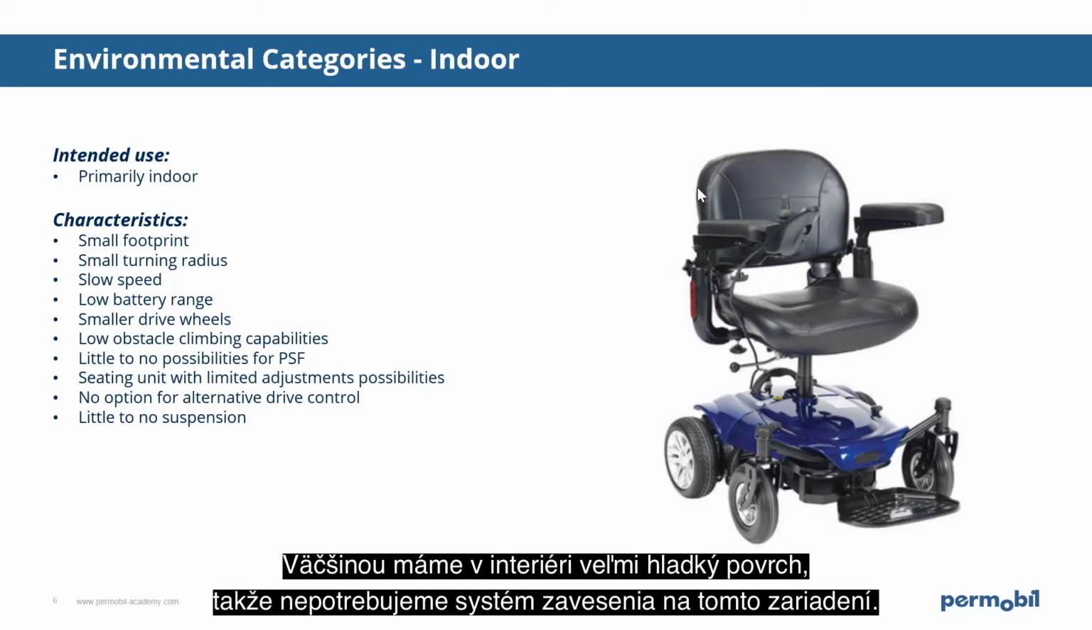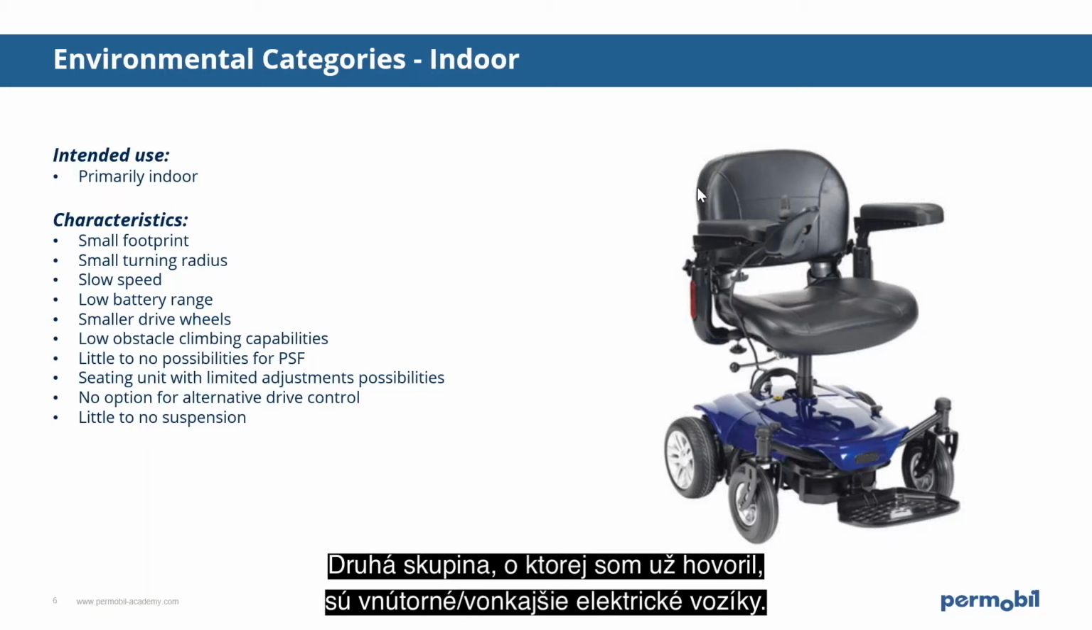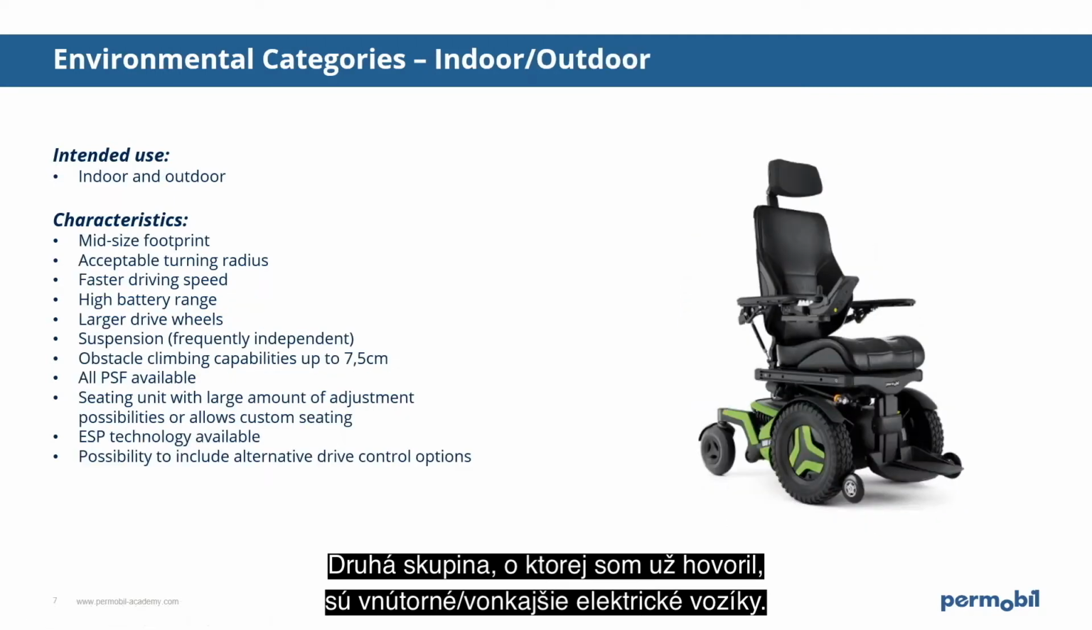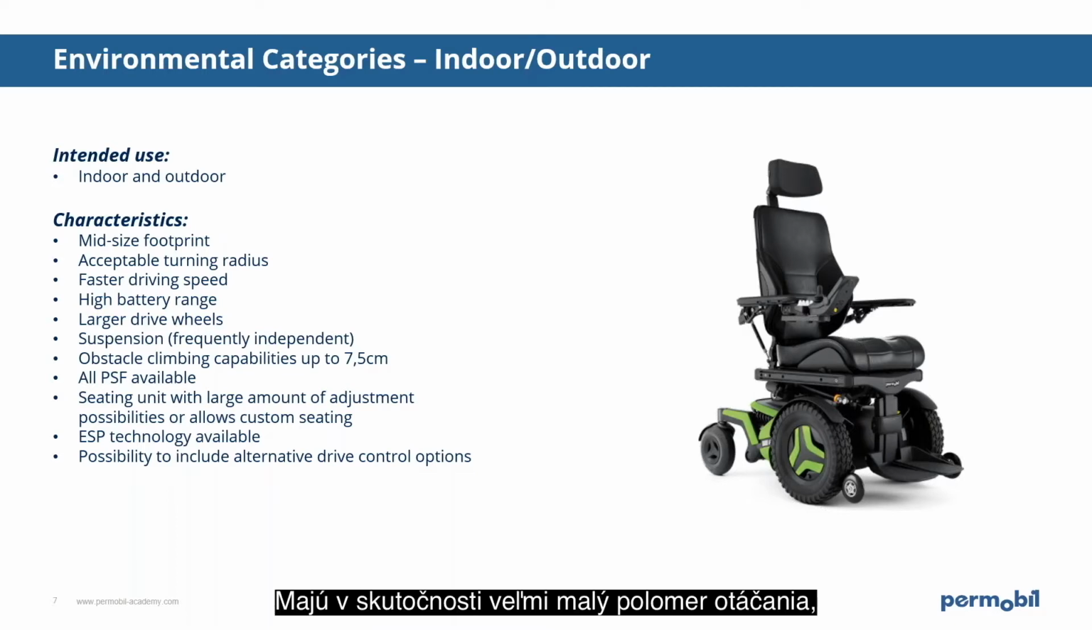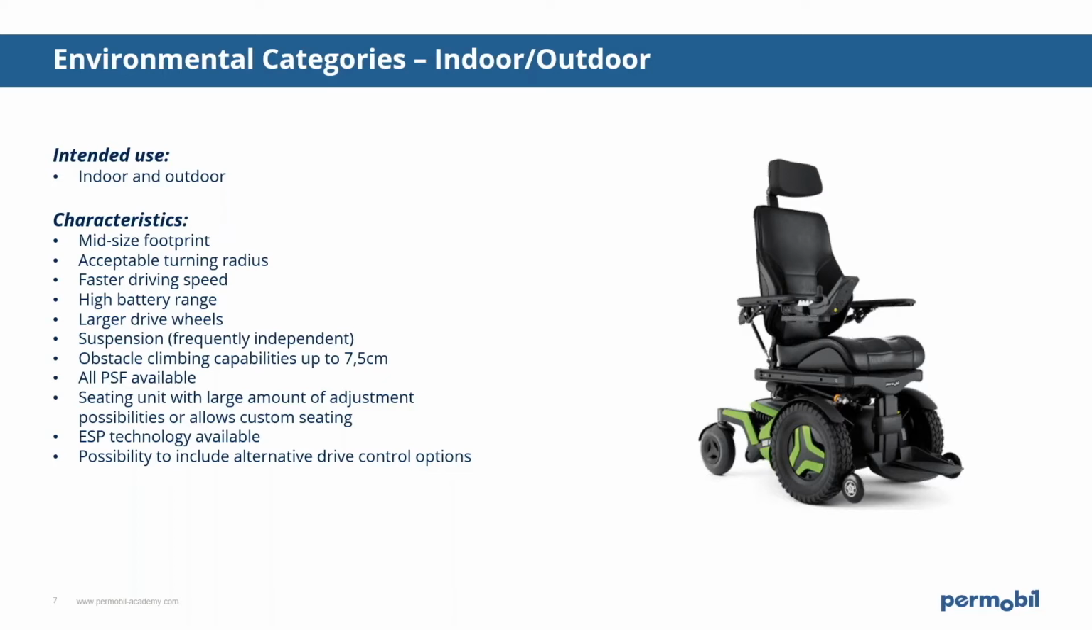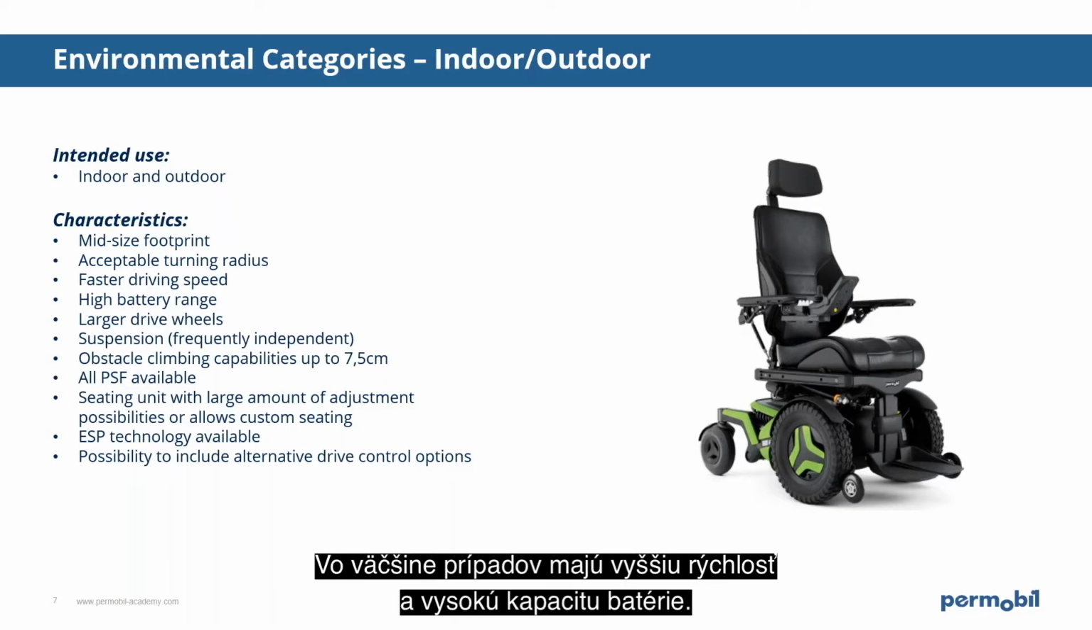Normally indoors, we have a very smooth surface, so you don't need a suspension system on this type of device. The second group, as I mentioned already, is the indoor/outdoor power wheelchair. The characteristics of this type of device is that they have a mid-size footprint, and they have a very acceptable turning radius. The turning radius of these devices is sufficient to operate it indoors. Mostly they have faster driving speed, and they have a high battery range.